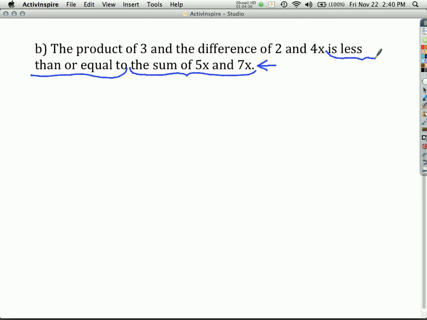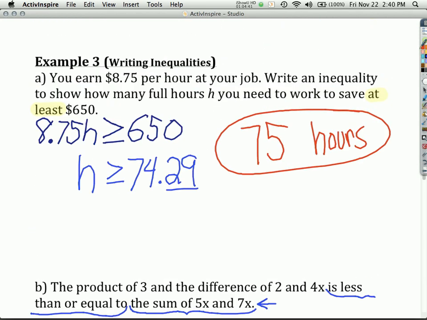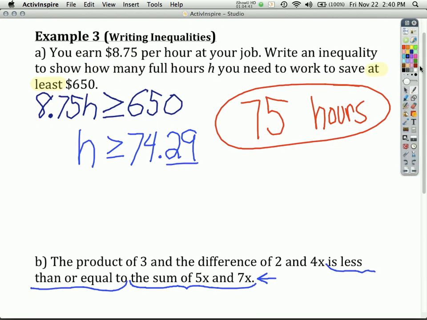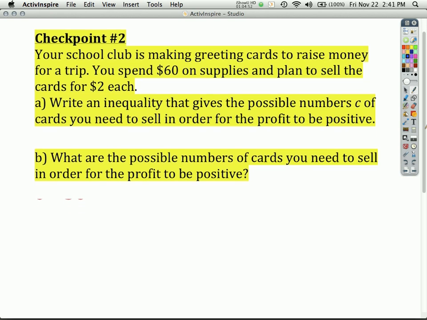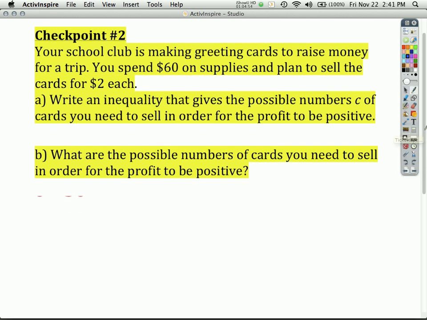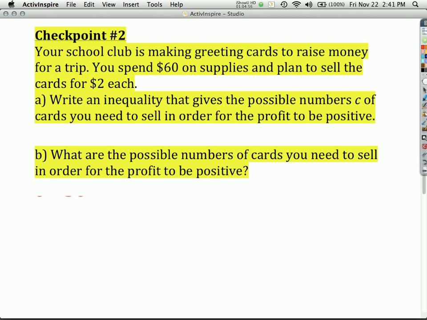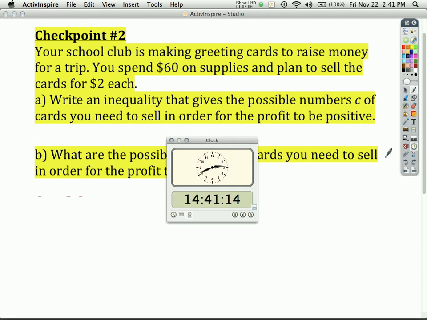Okay? So this is another style you're going to see. But I thought it would be better to have you work on a question individually to give you a chance to demonstrate that you're understanding. So, checkpoint number 2. You do not have to copy the question, but the question is broken into 2 questions, really. First, part A, write the inequality, and then part B, tell me what possible numbers will work. You've got 3 minutes to figure this out.